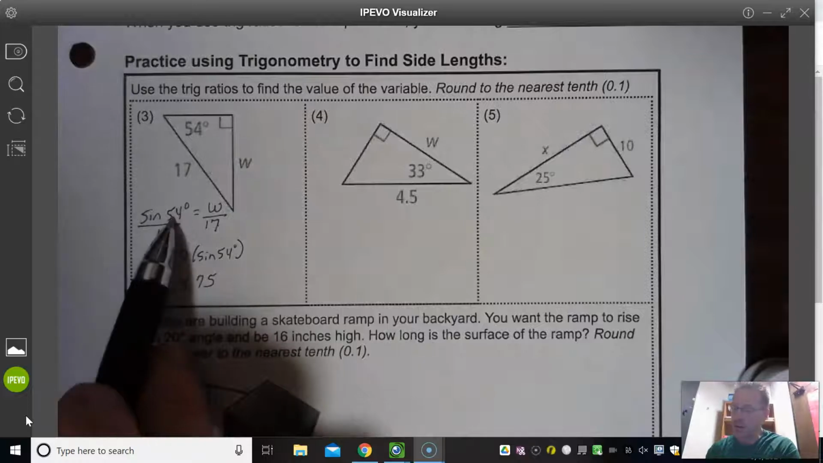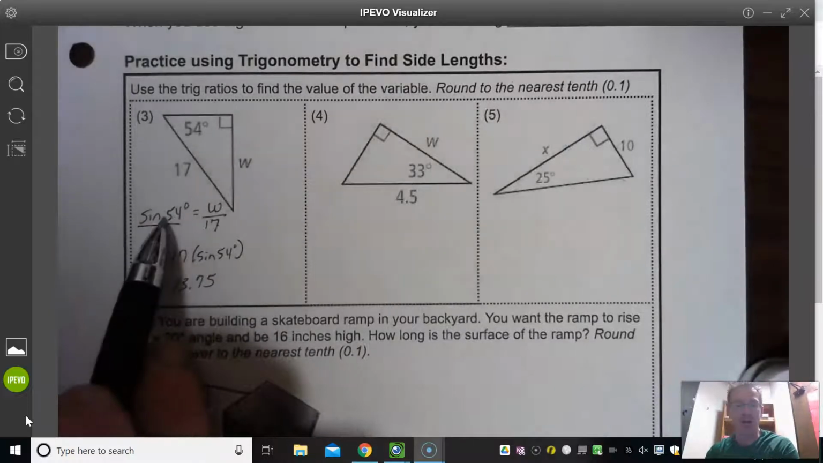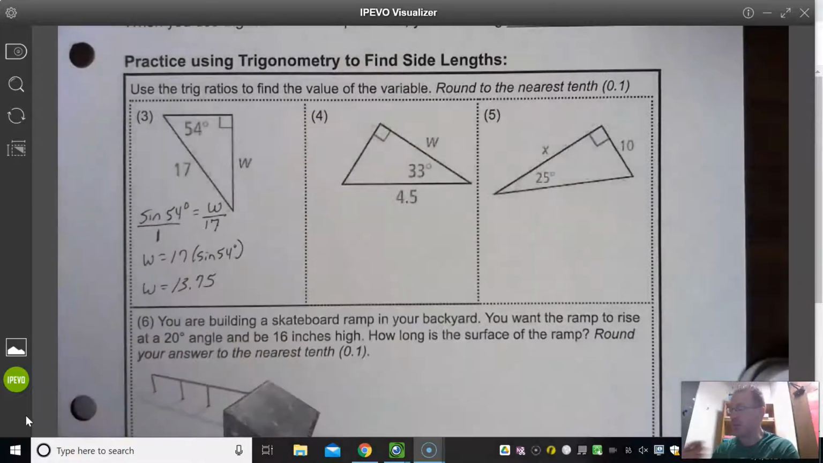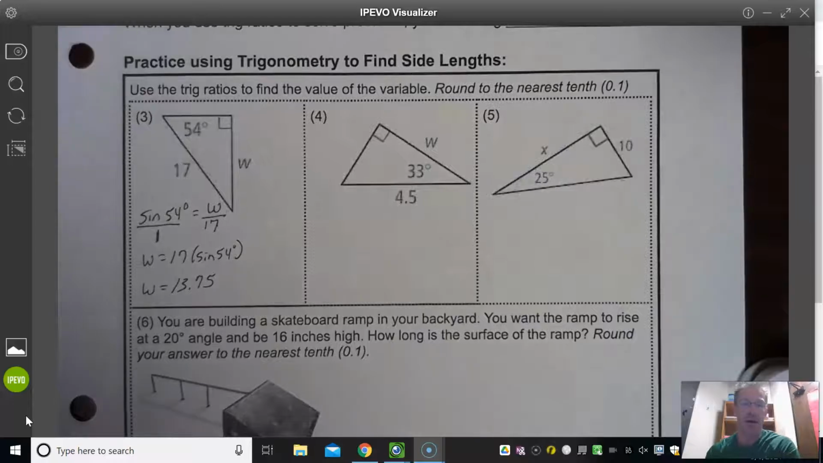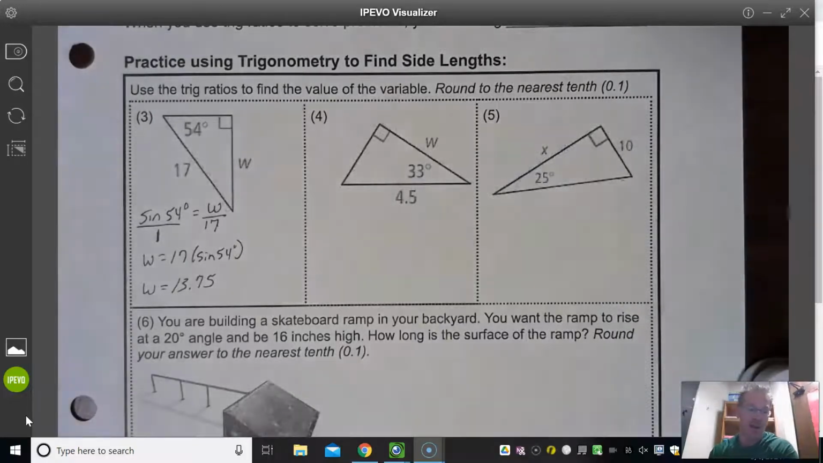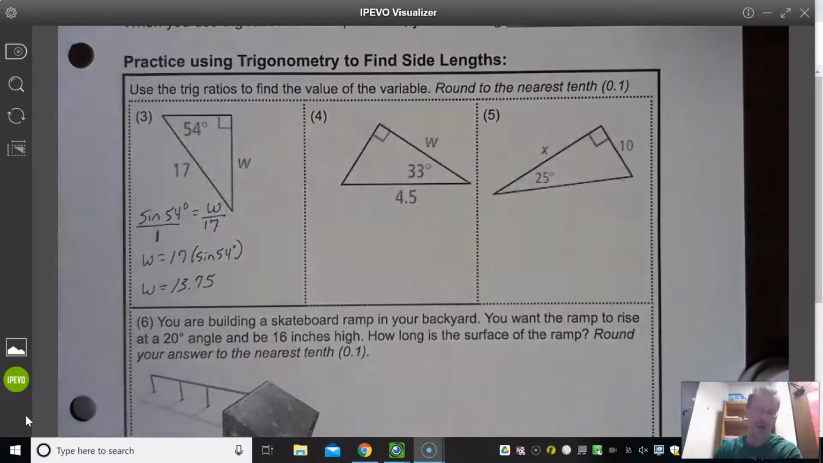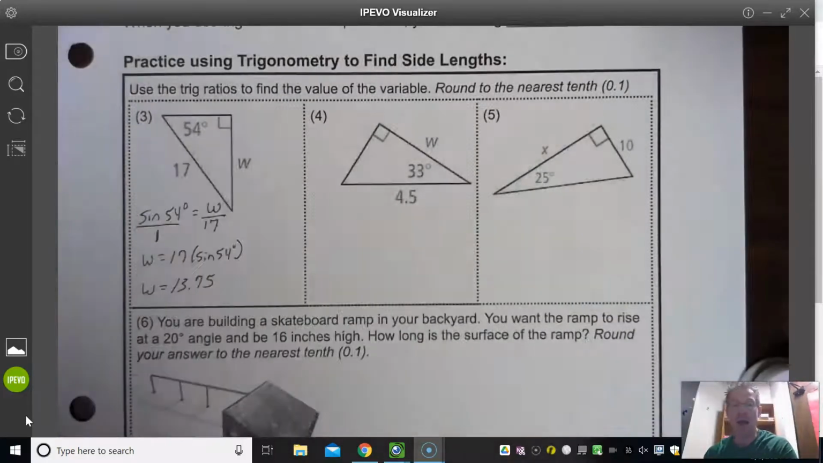So this sine of 54 is that ratio, right? It's giving me that ratio as a decimal. It used to be that you'd have to look those ratios up in a whole table to go through and use them. But now we have our calculators. So let's look at number 4 here.